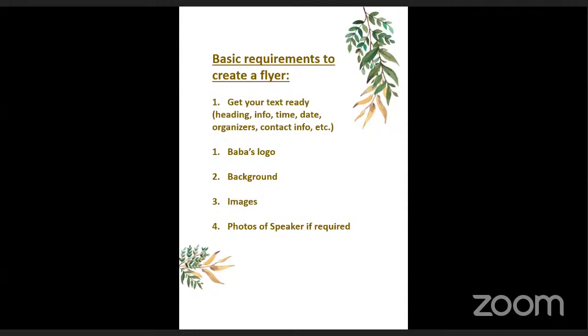So what usually goes in a flyer is, first of all, the text, which means what is the name of the program, what is the additional information, what is the program about, who is it for, what is the date, what is the time, contact information like email, numbers, all that. And organizers is usually organized by Brahma Kumaris, and then the name of the center.